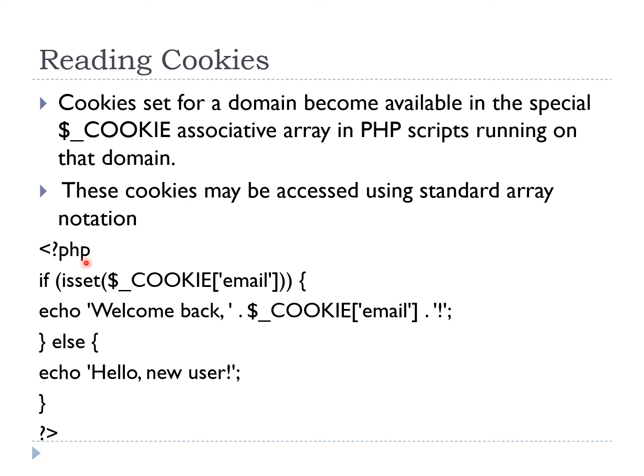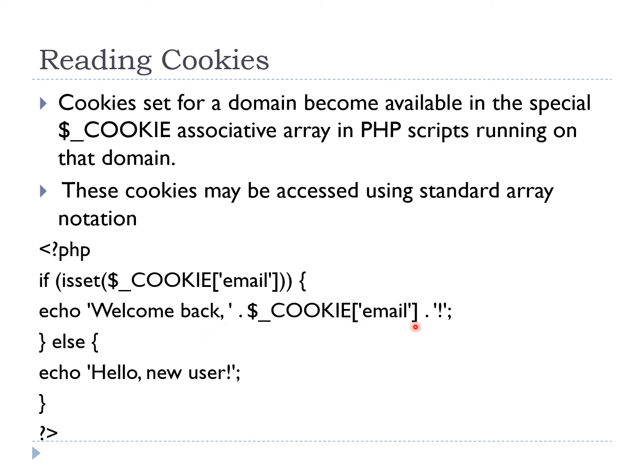Here we have an example code. This is the start of the PHP code. if isset($_COOKIE['email']). It means that if any cookie is set with the variable name email, then the if part will be executed. Well, echo welcome back $_COOKIE['email'].